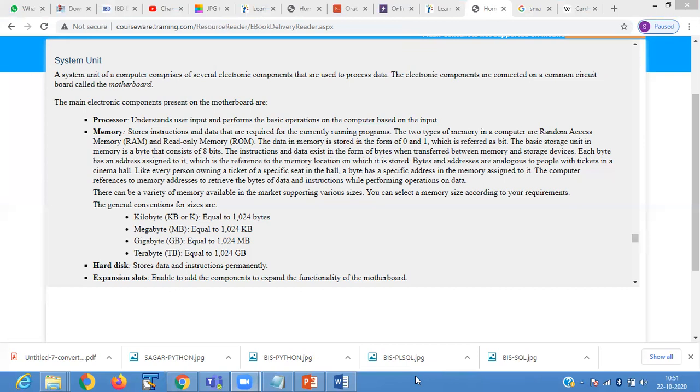And used to produce the audio output generated from the computers. Okay, so that is the work of your speaker.